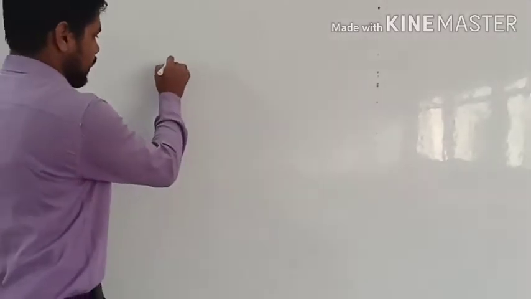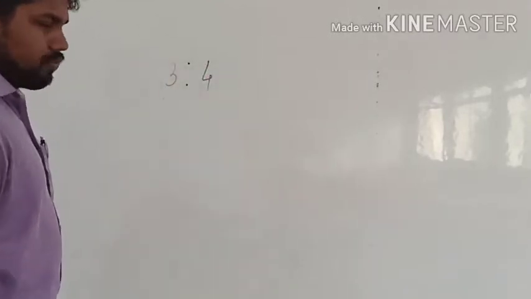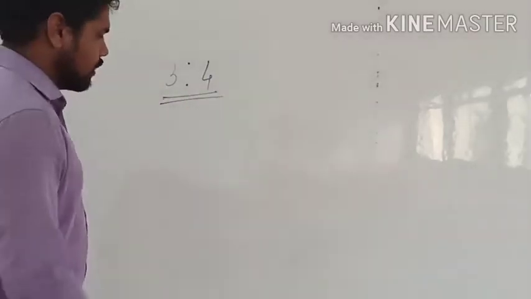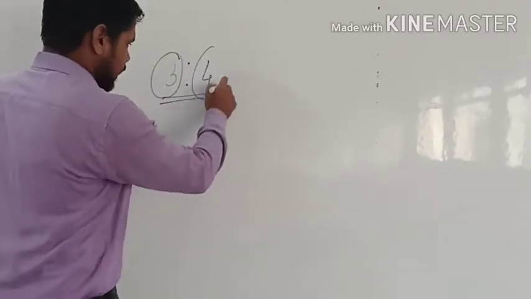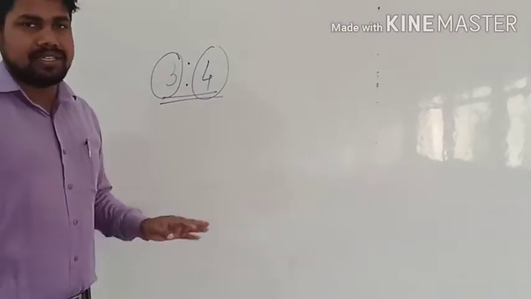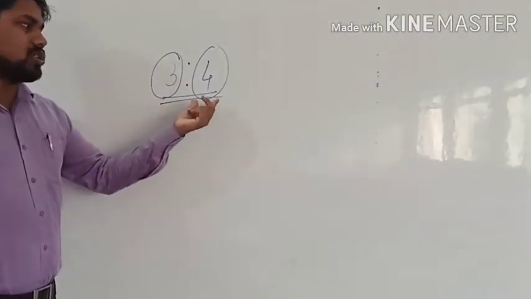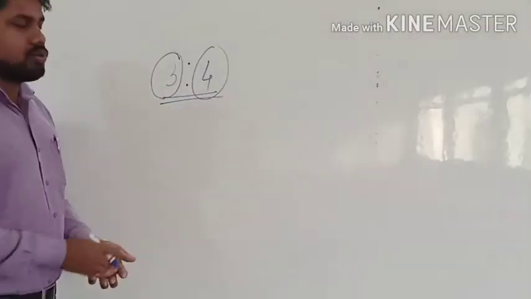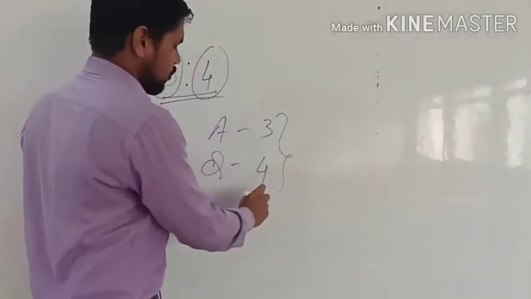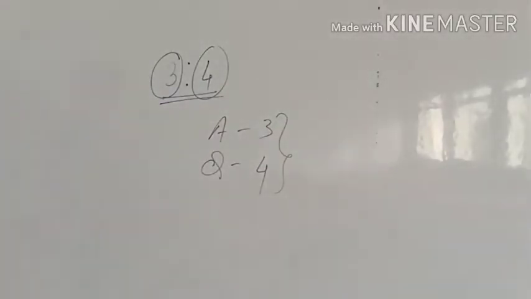Okay, suppose here I have taken the example 3 ratio 4. So here we have two terms. One is the first term 3 and another is the second term 4. So the two terms we learned are antecedent and consequent. So here antecedent is 3 and consequent is 4. Okay, don't write A and C, you write antecedent and consequent in full. I have given examples.